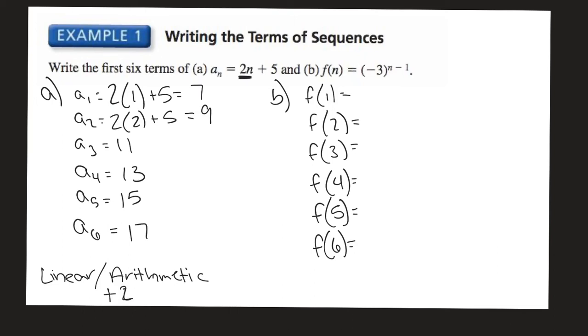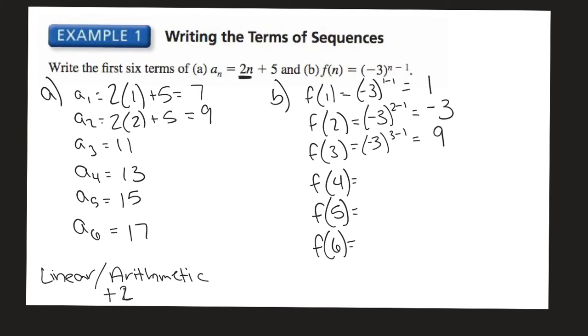So if we take a peek, parentheses are extremely important. So this is -3 to the 1 minus 1 power. 1 minus 1 is 0. -3 to the 0 power is 1. Anything to the 0 power is 1, so do not forget that nice little property. Now we have -3 to the 2 minus 1. So 2 minus 1 is 1, so -3 to the first power is -3. Now we are going to plug in a 3 minus 1. So that's -3 squared. That turns to a positive 9.